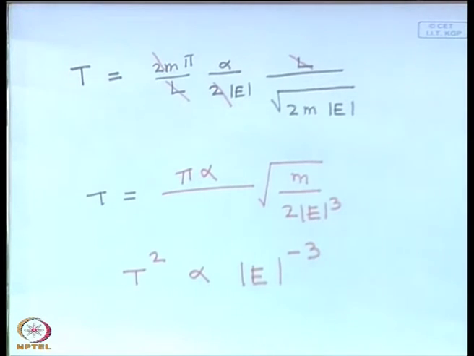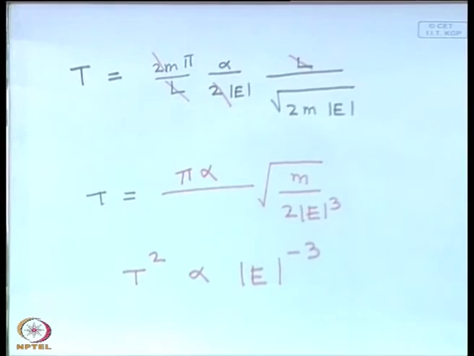Okay, so this tells us that the time period of the orbit does not depend on the angular momentum. It only depends on the energy of the particle, and it scales as T squared scales as the energy of the orbit to the power of minus 3, or T scales as the energy to the power of minus 3 by 2.